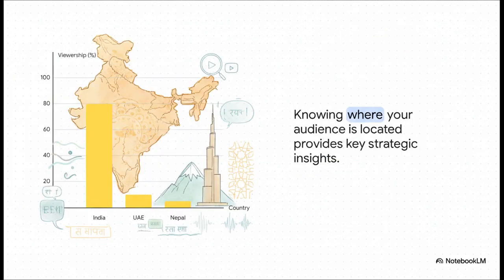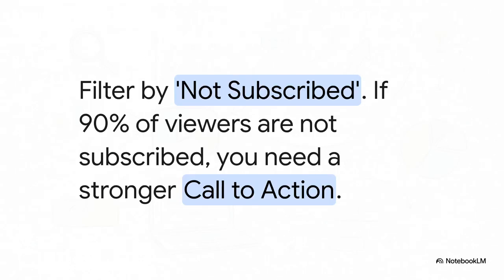It's bringing in the right audience. And this right here shows you where in the world your audience is. Seeing that 80% of your viewers are in India, with big chunks in the UAE and Nepal, that's not just a fun fact, it's pure strategic information. It might tell you, hey, maybe I should start mixing in some Hindi with my English to connect better. Filters let you slice and dice your audience. Here's a crazy powerful example. You can filter your traffic to see only the viewers who are not subscribed. What if you discover that 90% of your watch time comes from people who haven't subscribed yet? Bam! Right there, you have a clear, actionable problem to solve. You need a stronger call to action in your videos.